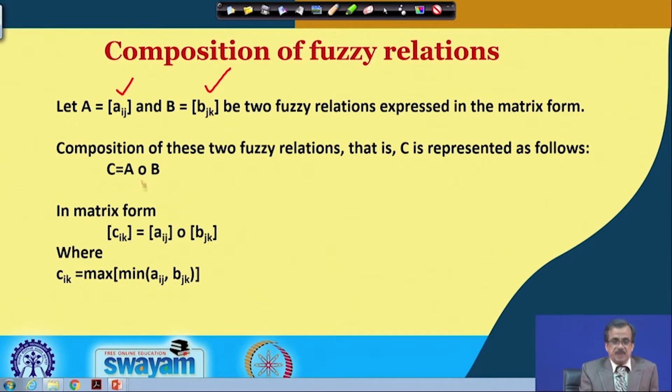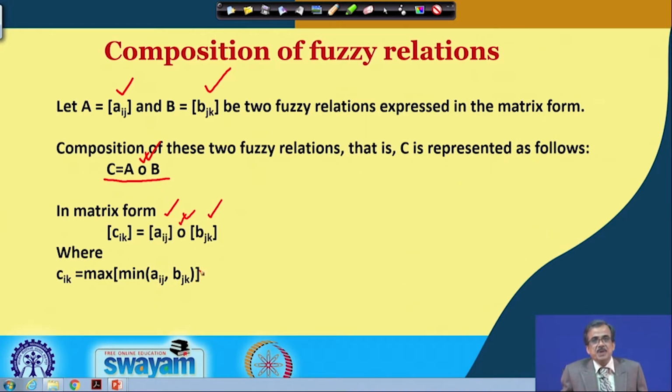The composition, denoted by C, is A composition B, and this symbol indicates the composition. In matrix form, this can be written as A_ij composition B_jk is equal to C_ik. And how to find this C_ik? C_ik is determined as the maximum of the minimum of A_ij, B_jk. Now, let us see with the help of one numerical example.